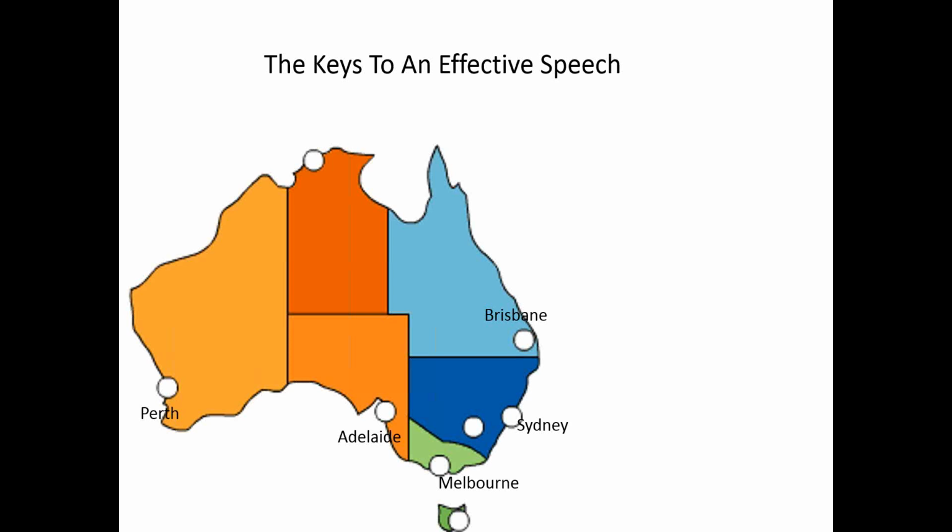M for Melbourne, M for message. Of course, one of the ways to get your message across, and you've already seen that, is to have a structure. Have that 3 or 4 point structure. S for Sydney, S for structure. And when you put all that together, there's one other layer you need to put on.